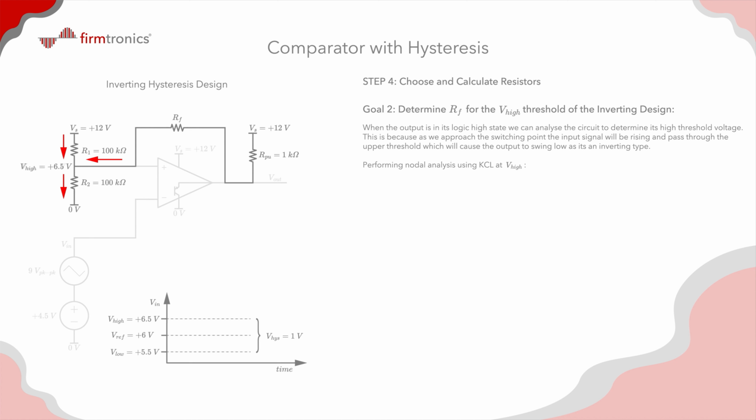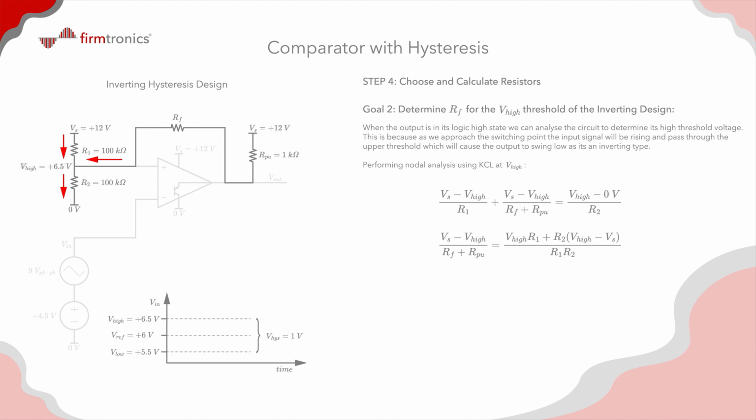So we've got two node currents, one through R sub 1 and one through R sub F, and the pull-up resistor flowing into the node R sub 2. So on the left hand side of the equation we have V sub S minus V sub high divided by R sub 1 plus V sub S minus V sub high divided by R sub F plus R sub PU equals V sub high minus 0 volts divided by R sub 2.